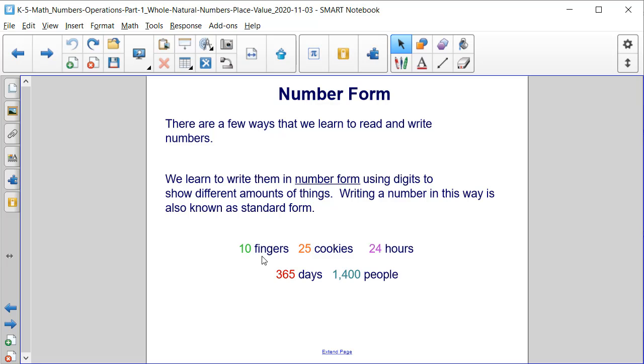So we have 10 fingers. We could say 25 cookies, or 24 hours, or 365 days. And we can also say 1,400 people.